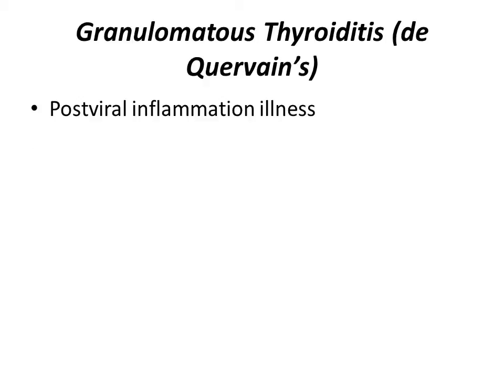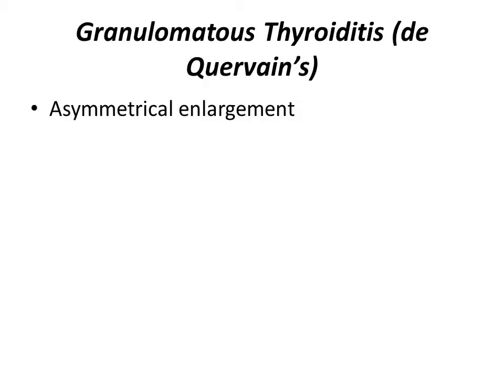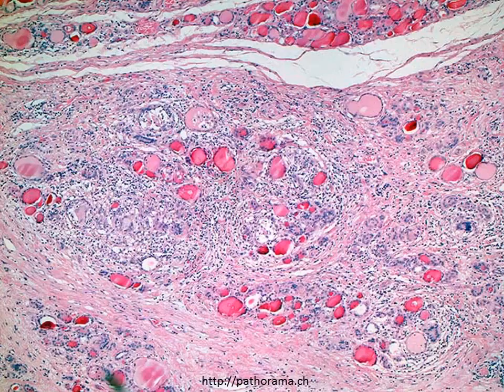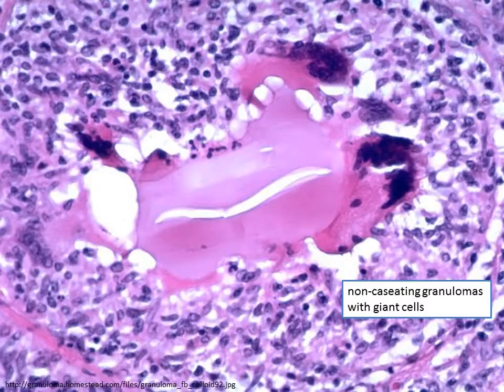It is thought to be, and most people agree, that this is caused by a post-viral inflammatory illness, but it's not associated with any autoimmune thyroiditis. Grossly, we will see an asymmetrical enlargement of the thyroid. Microscopic characteristics are the presence of focal microabscesses, mixed inflammatory infiltrate with lymphocytes and histiocytes, and non-caseating granulomas with giant cells. In high power view, you can see the giant cell with colloid inside and the presence of acute and chronic inflammation.